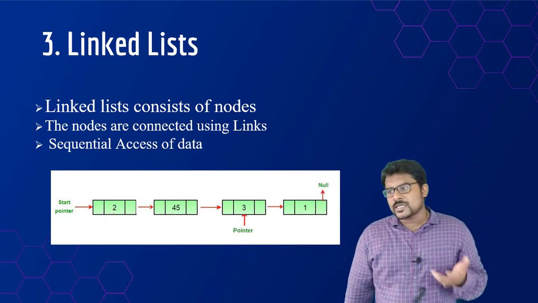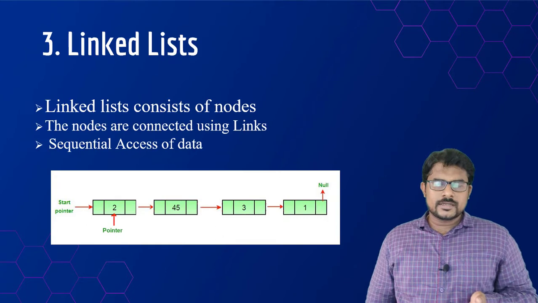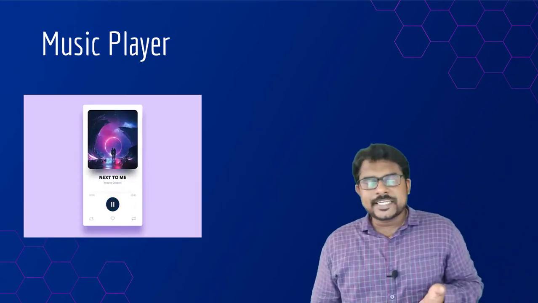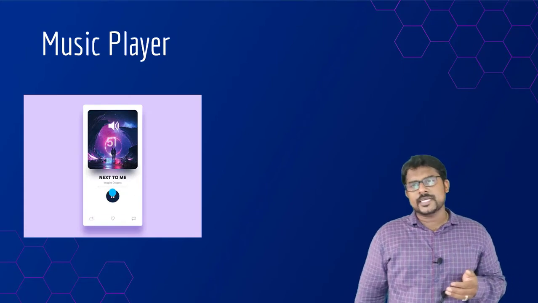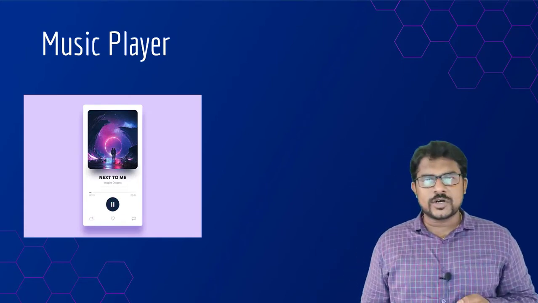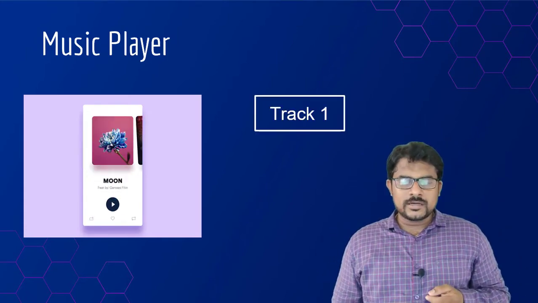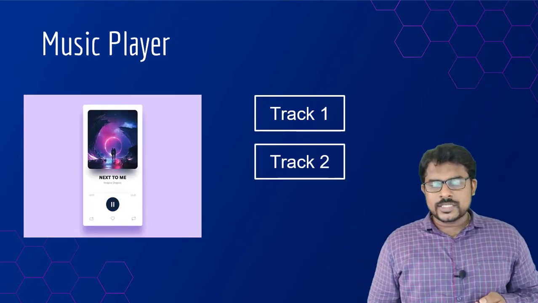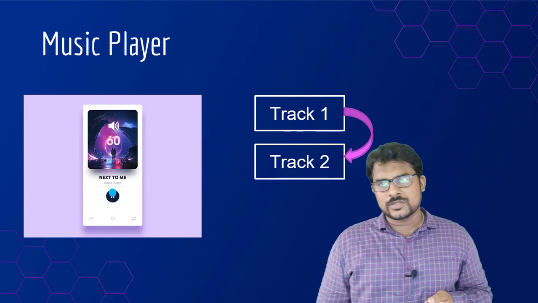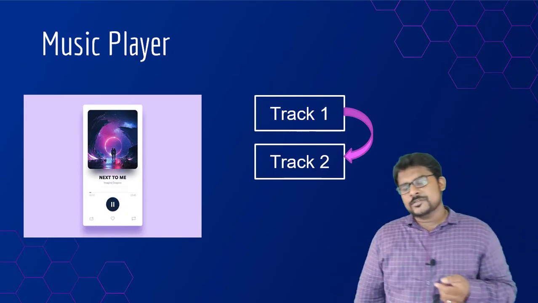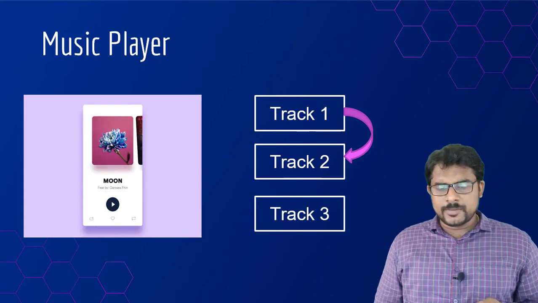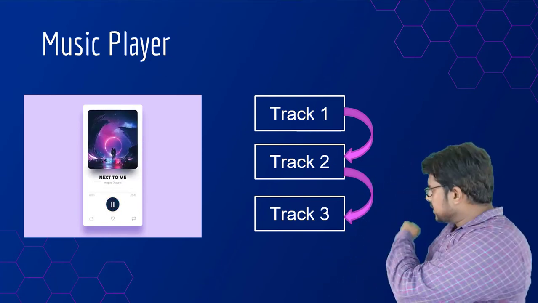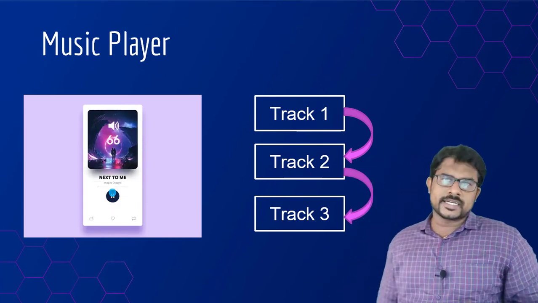Let us see what the applications of this are. We all love music, and when it comes to music, we maintain a playlist. Suppose we have 3 songs in our playlist. When you start listening to the first song and then go to the next song, there is a link from the first song to the second song. And when you start listening to the third song, there is another link. This creates a single linked list.